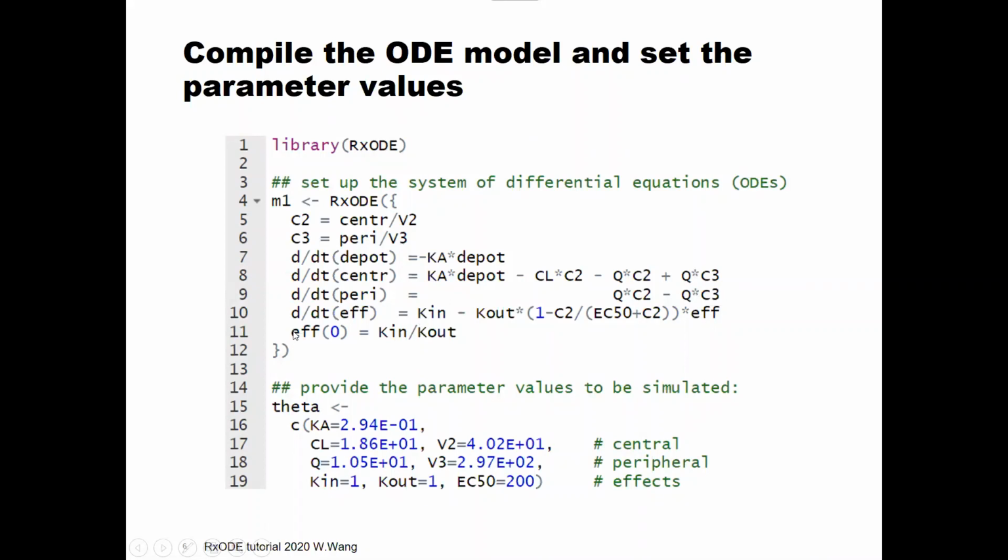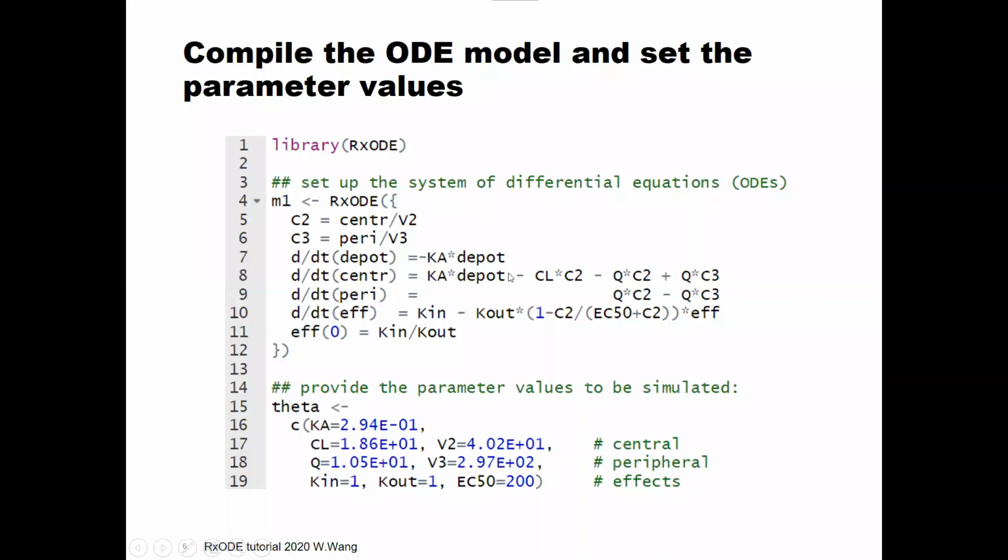There is another statement that's worth your attention. That is, EFF0 is equal to Kin over Kout. What this assignment means is that the starting value of EFF is equal to Kin over Kout. After you define this, the RxODE function will compile the code and produce a binary ODE solver. We call that M1.